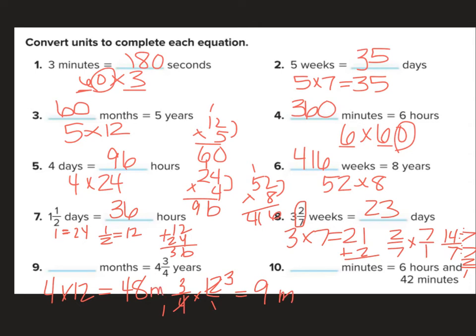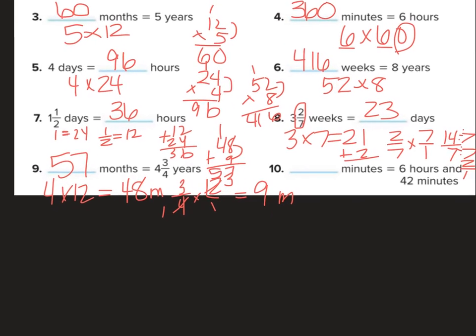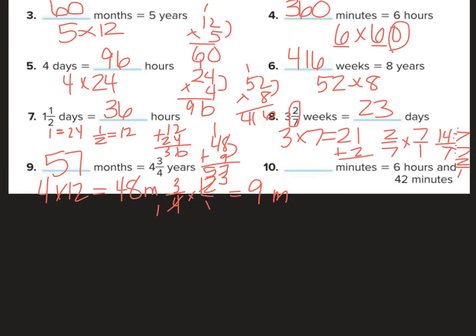Okay, so 48 plus 9, 9 and 8 is 17, 57 months. All right, move this guy up here, and let's keep going.